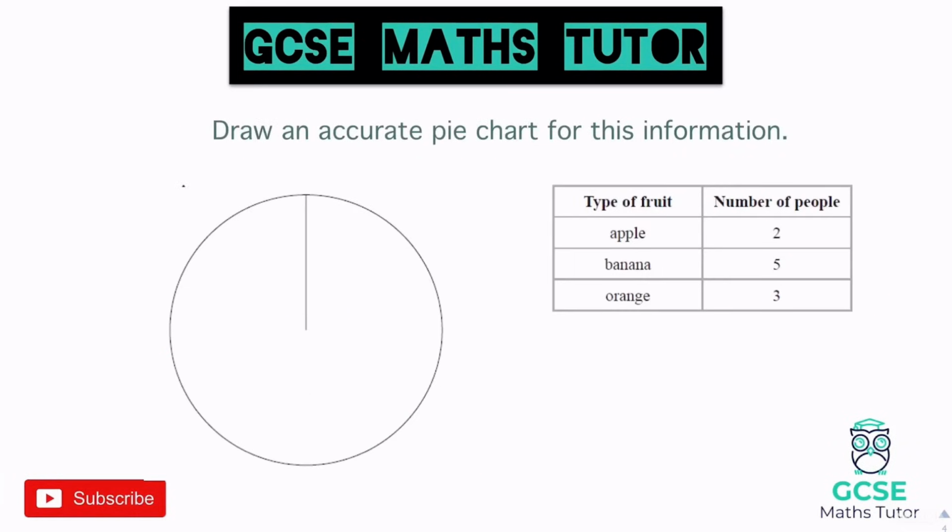Okay, so drawing a pie chart. We've got draw an accurate pie chart for this information. So the good thing about a pie chart is these numbers in the table are always going to fit into 360. This is quite a small one here, because if I add these up, I've only got 10 people in this pie chart. It looks like the type of fruit that they prefer maybe.